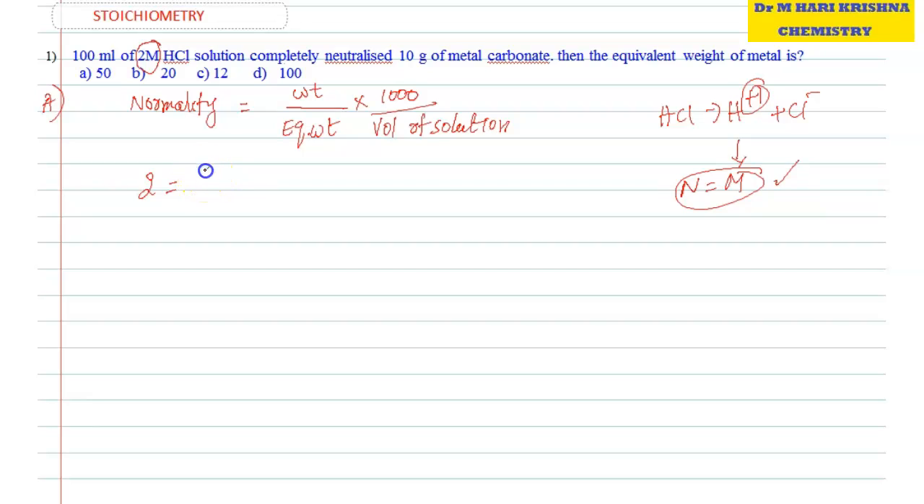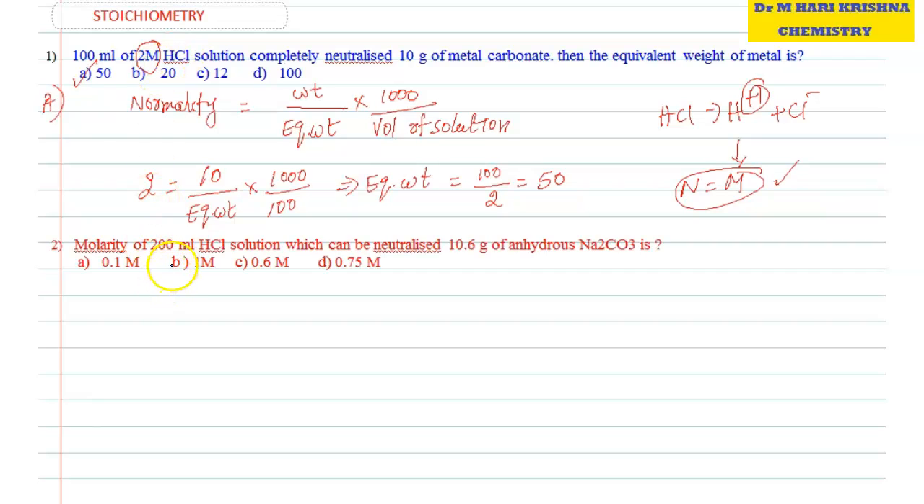Weight they have given is 10 grams. And in the case of equivalent weight, we have to find equivalent weight into 1000 by volume of solution, 100 ml. So 2 zeros cancel. Then equivalent weight equal to 100 by 2 equal to 50. So equivalent weight is 50. Answer is 50.